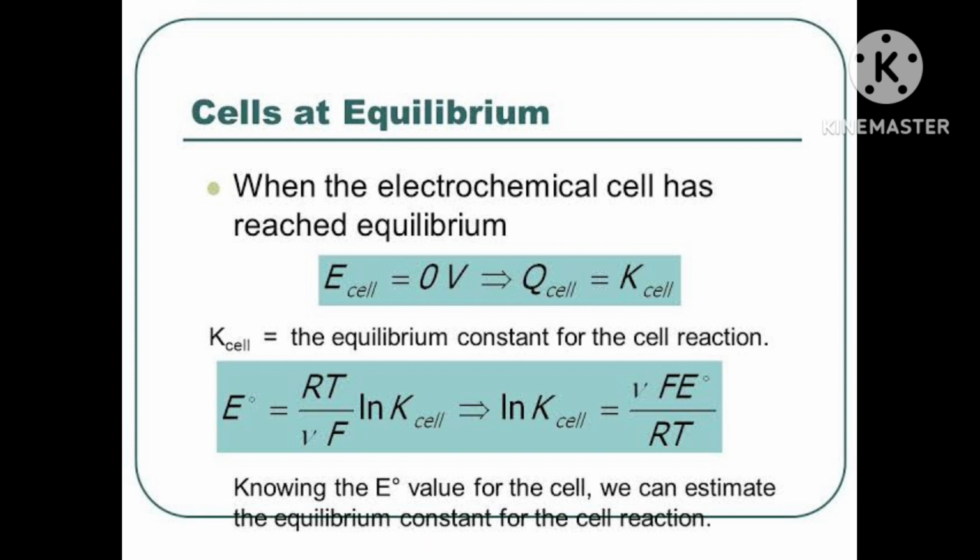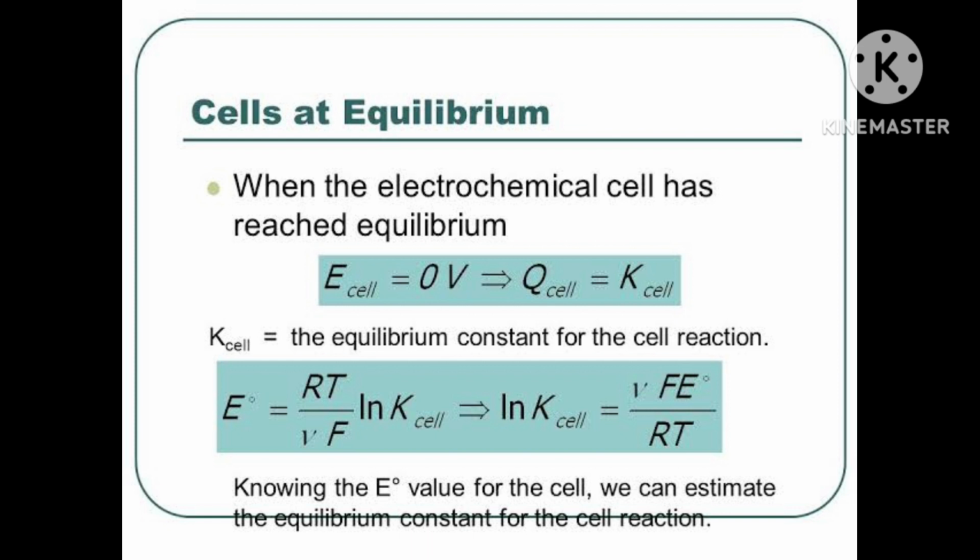The R value is fixed. T will generally be fixed also, 298. n may vary. F again will be fixed, so 0.059 is fixed. Only n you have to find from the reaction. It is the number of electrons taking part in the balanced equation, how many electrons there are: 2 electrons, 3 electrons, 1 electron. If the electron is 1, then n is equal to 1. If electrons are 2, then n is equal to 2.